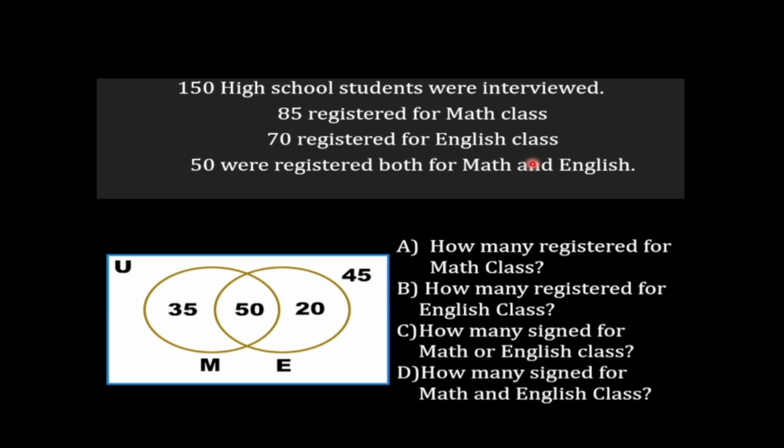So for letter A, how many registered for math class? The answer is 35. For English class, the answer is 20. How many signed for math or English? Take note of this word, or, meaning union. We're going to get the sum of these three. Okay, so 35 plus 50 plus 20, the answer is 105. And how many signed for math and English? When we say and, that is the intersection. So the answer is 50.